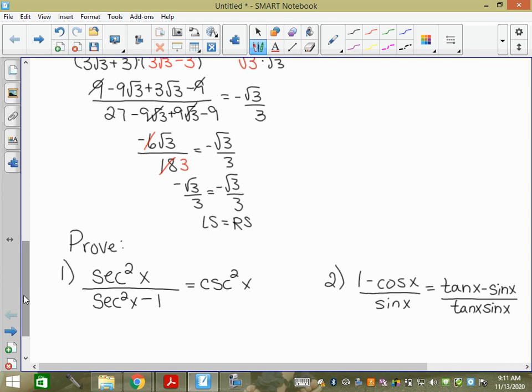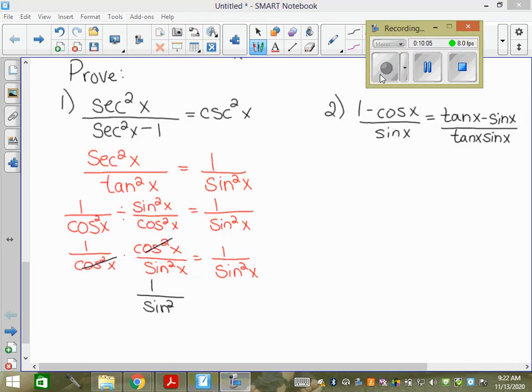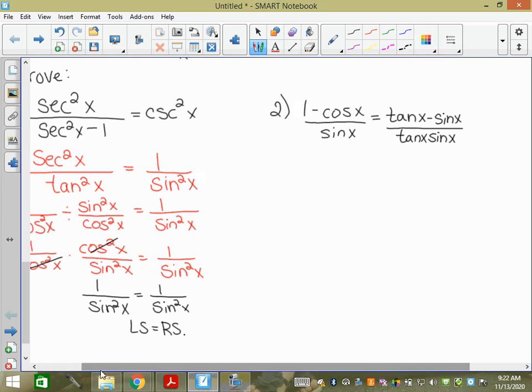And I'm assuming you're all going to do it different than me. So that just happened. There you go, Eilish. Sine squared x equals 1 over sine squared x. Left side equals right side. All right, good times. Now what about 2? What can we do?